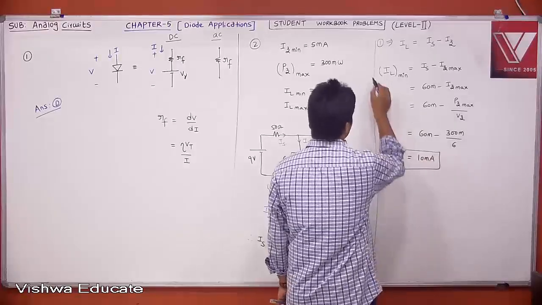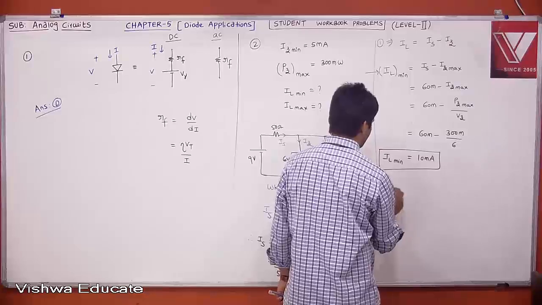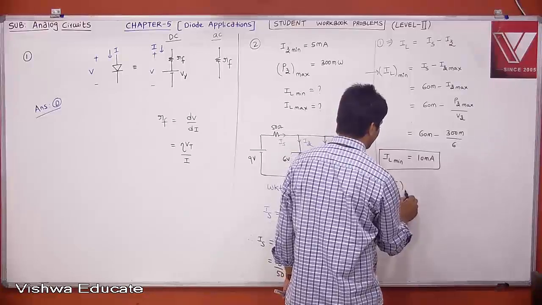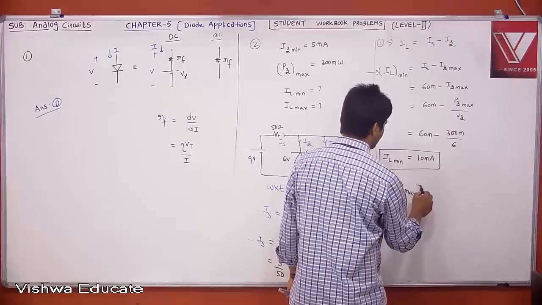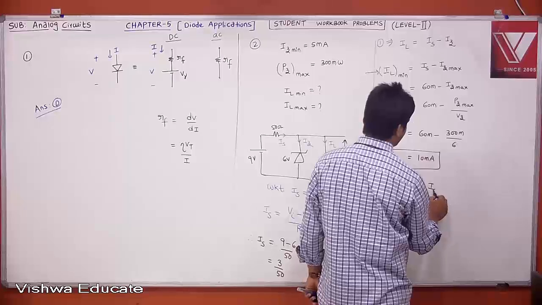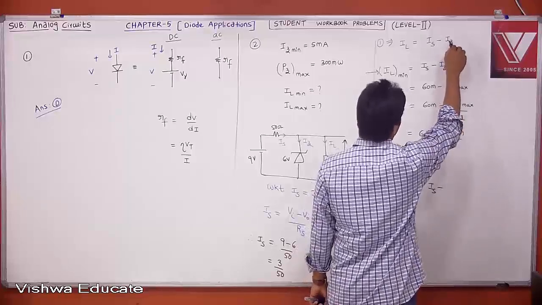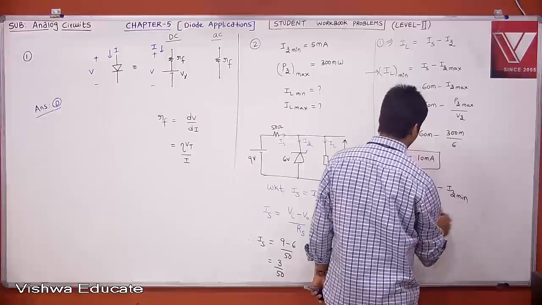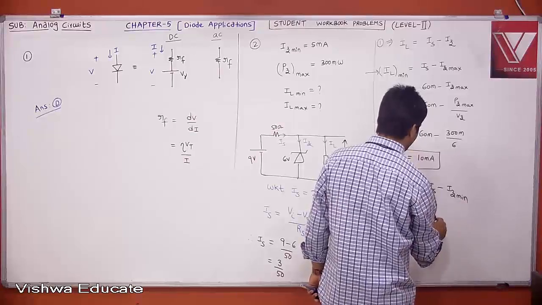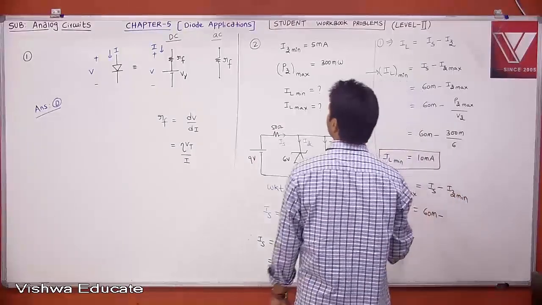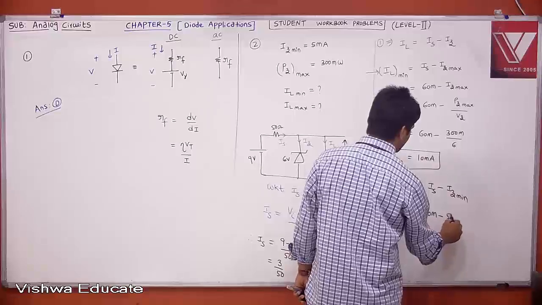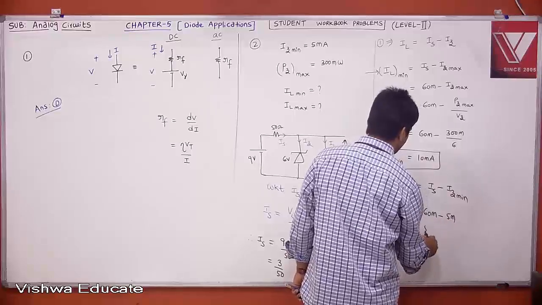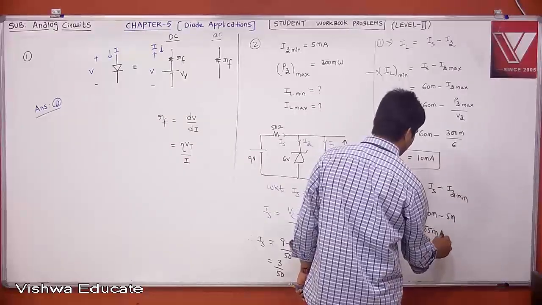Similarly, what is your IL maximum? Your IL maximum is equal to IS minus IZ minimum. What is IS? 60 milli. What is IZ minimum? Which is given as 5 milli. Therefore, what is this? This is 55 milliampere.